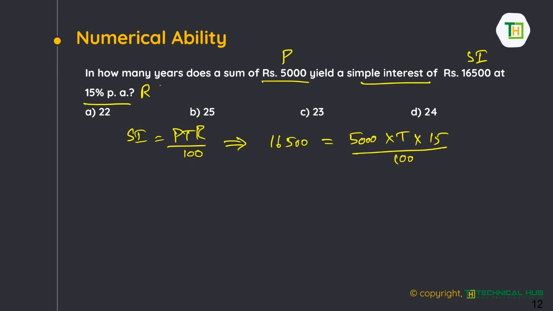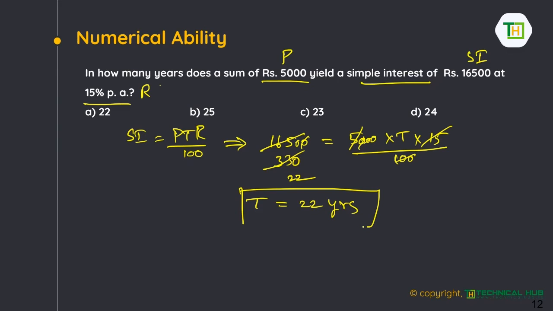Now you can cancel these values. Two zeros cancel, and one zero cancels, and next 5 ones are 5, 5 threes are 15, and 15 twos are 30. Therefore, time period T is equal to 22 years. In 22 years, the simple interest becomes 16,500. That is the answer for this question. Option A.